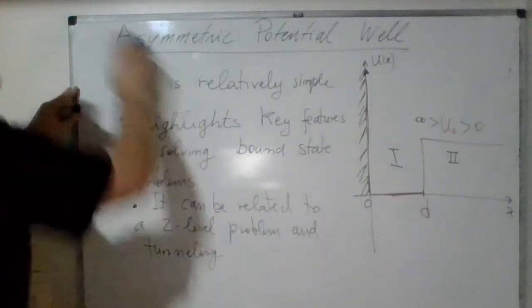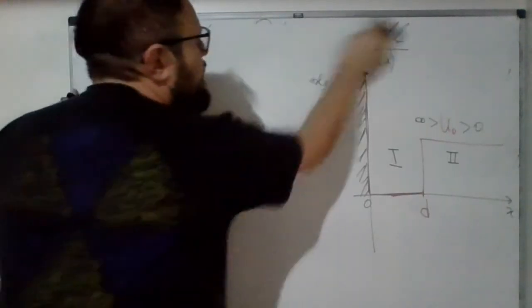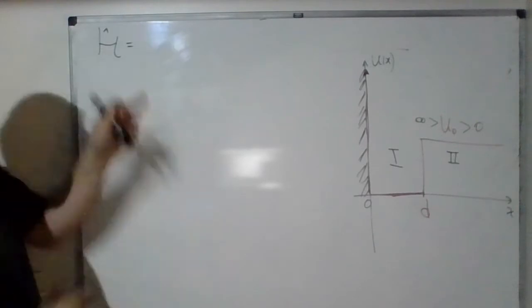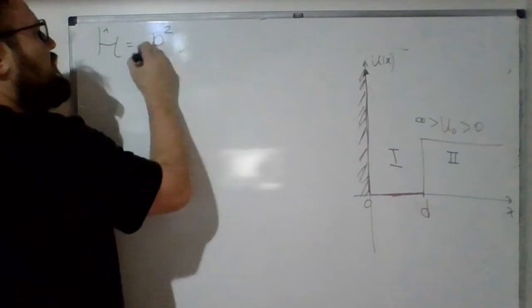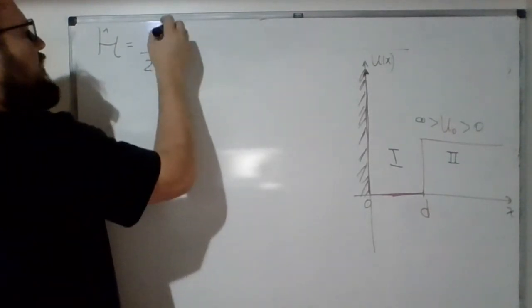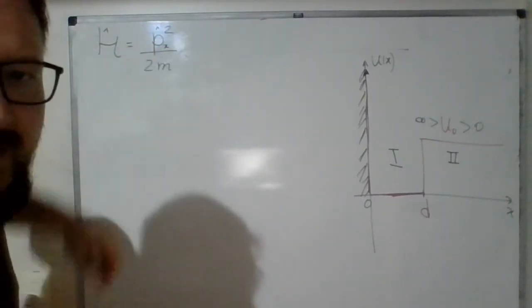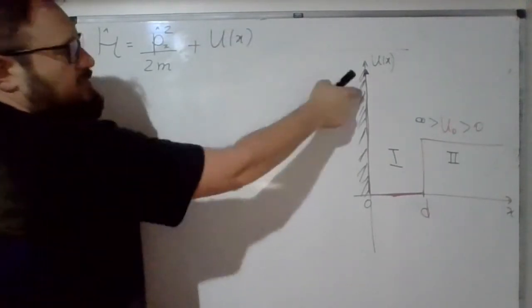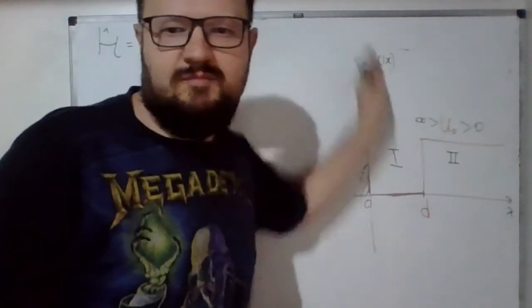Let me erase something I wrote previously here. So our problem is the following. We have a Hamiltonian. The Hamiltonian is one-dimensional, right? So momentum operator squared divided by twice the mass of the particle. This has only one component, which is related to the x-axis, plus that potential profile at the right-hand side of our board here. All right.